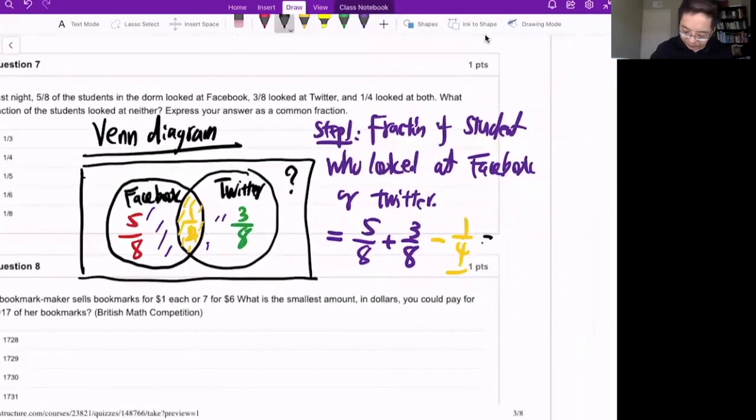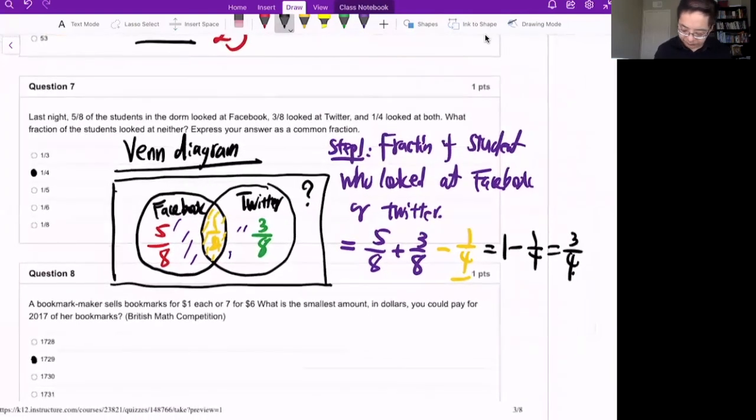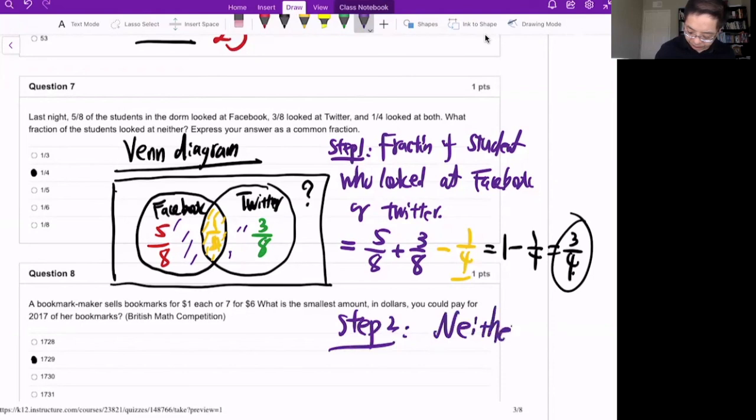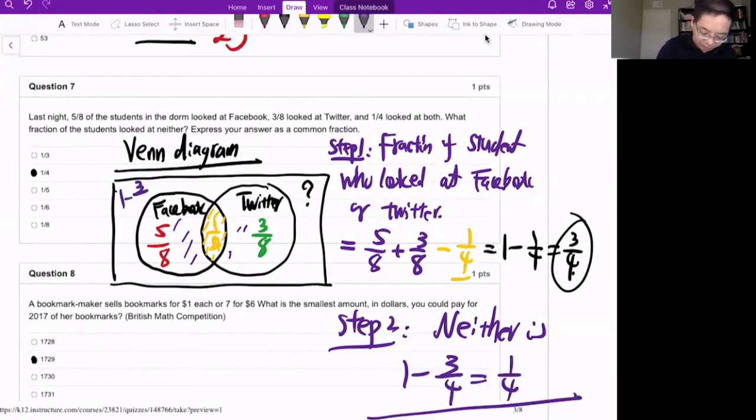From here, let's calculate this. This one equals 1 minus 1/4, so that's 3/4. So this is the part of students who look at one of them. Then everything outside, we are looking for the outside, will be step 2. Neither is 1 minus, the total is 1, and then minus 3/4, so that's 1/4. So the outside is 1/4. That's everything outside.